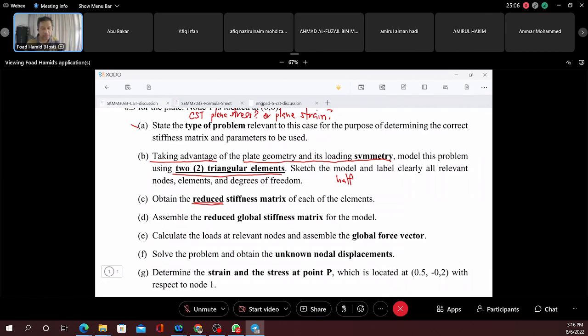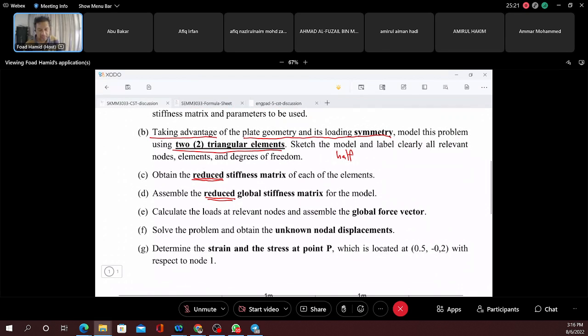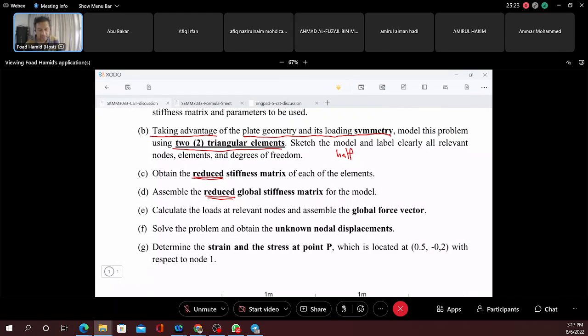So it is good if we can reduce at an early stage so that our assembly will become easier. And again, assemble the reduced global stiffness matrix. Calculate the load at relevant nodes and assemble the global force vector. Once we get the global stiffness matrix and the global force vector, we can set up the SLE and then solve for the unknown displacement.